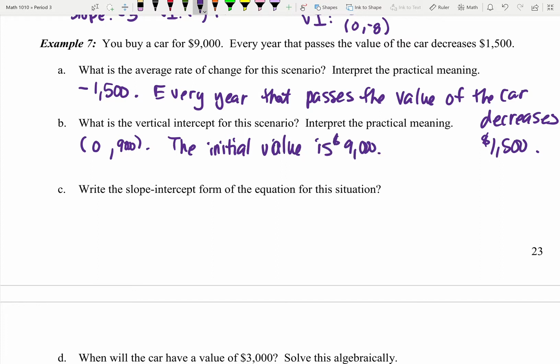Part C. Write the slope-intercept form for this equation. Everybody go y equals. Tell me what to put here. Negative 1,500. Keep going. X. Is it plus 9,000 or minus 9,000? If I put in a 0 and I have a minus, that means initially it's negative $9,000, and that is false. So it's plus. If it's a positive value, you have to put a plus.